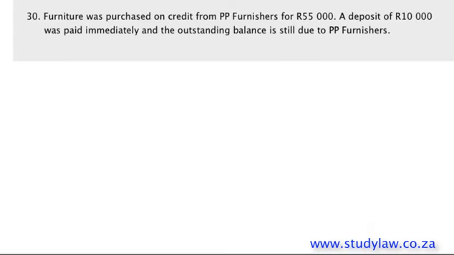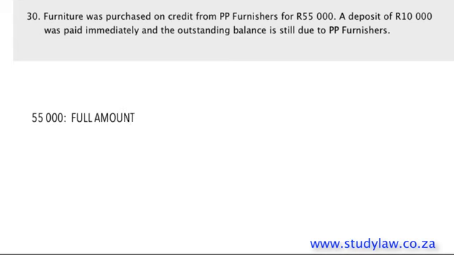Let's look at the next question. Furniture was purchased on credit from PP Furnishers for 55,000 Rand. A deposit of 10,000 Rand was paid immediately, and the outstanding balance is still due to PP Furnishers. Let's break this question down into the different amounts that we are dealing with.